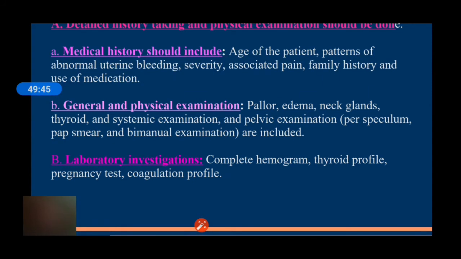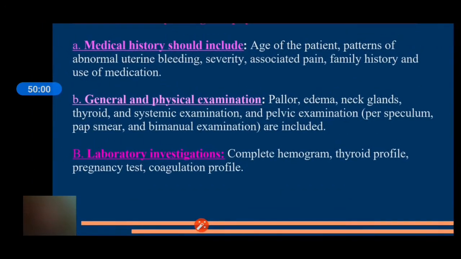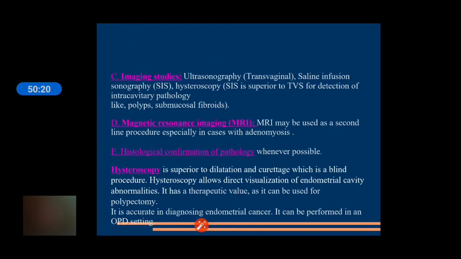Then pap smear, it is a smear taken from the cervix to know the condition of cervical cells, and to diagnose cervical cancer. Bimanual examination is also included. Then lab investigations include complete hemogram, thyroid profile, pregnancy test, and coagulation profile. Pregnancy test is just to exclude pregnancy, because in cases of abortion also there will be heavy bleeding. Per vaginal bleeding is one of the symptoms of abortion, so you have to rule out pregnancy also. You can go for UPT, urine pregnancy test also.